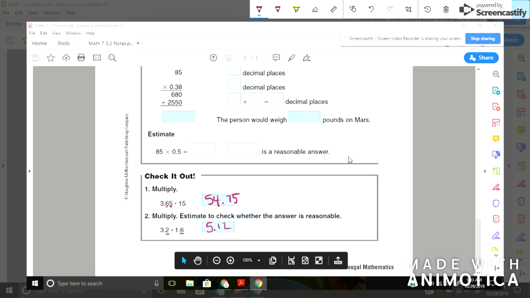That's how to multiply decimals in a nutshell. You just multiply like you would with whole numbers, and then in the end, count the number of decimals in your factors or in your numbers that you're multiplying, and that's the total that should be in your answer.